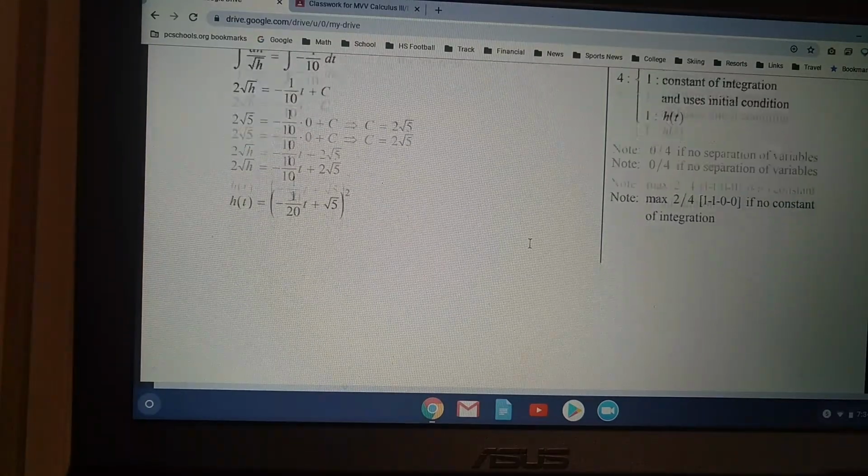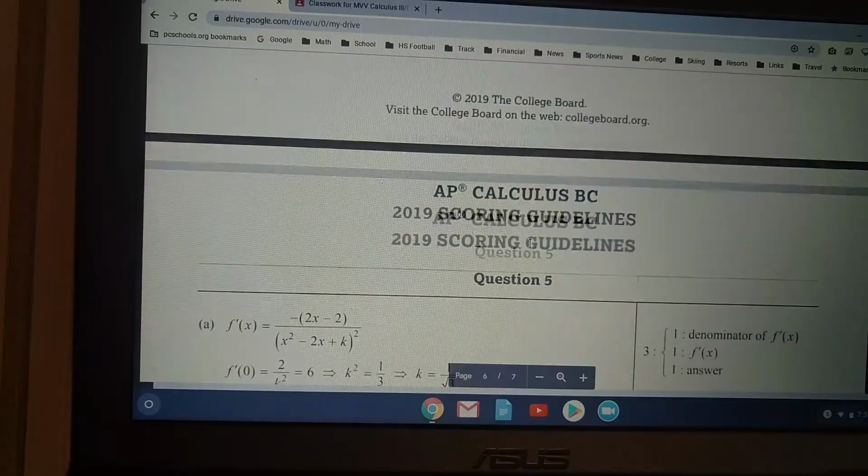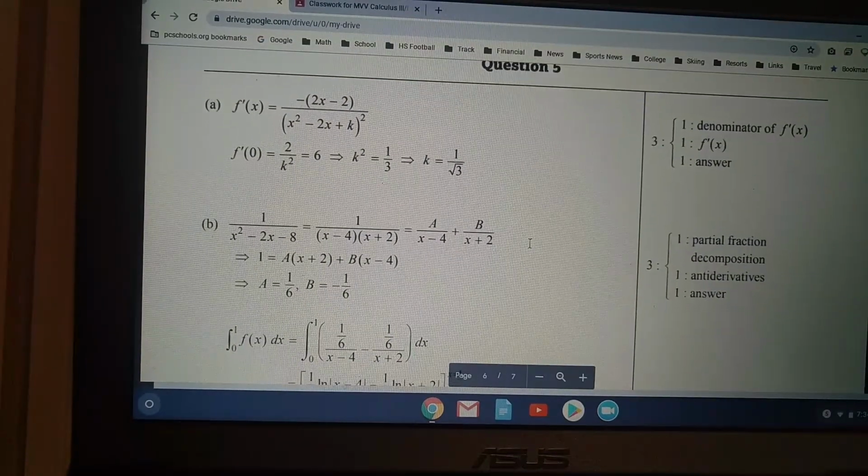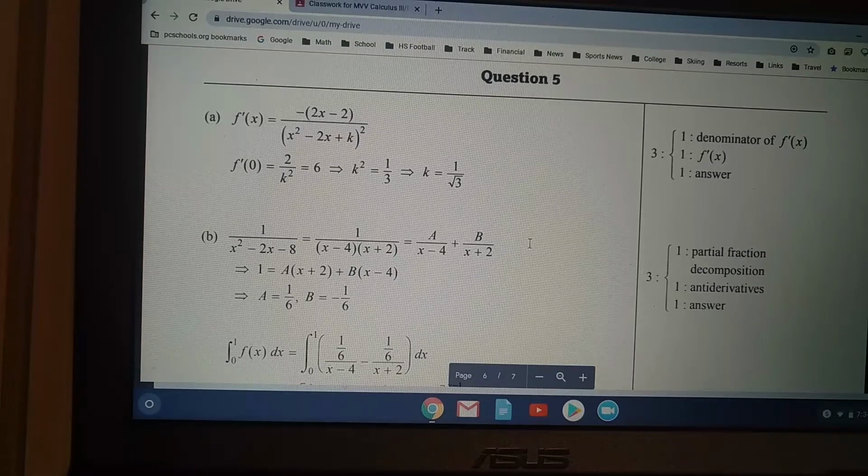All right, let's go to question number 5. Question number 5 was one that I did not grade, so I don't know the real detailed ins and outs of this one.